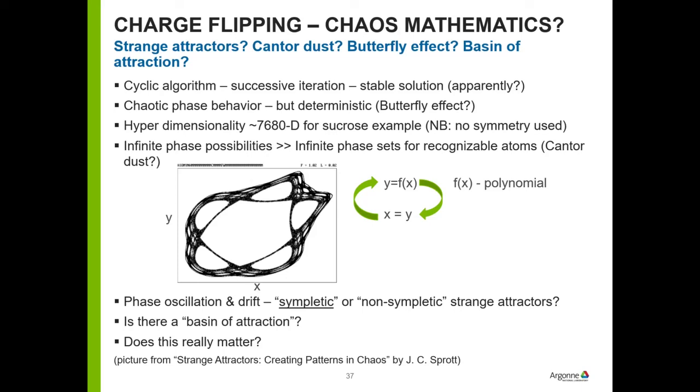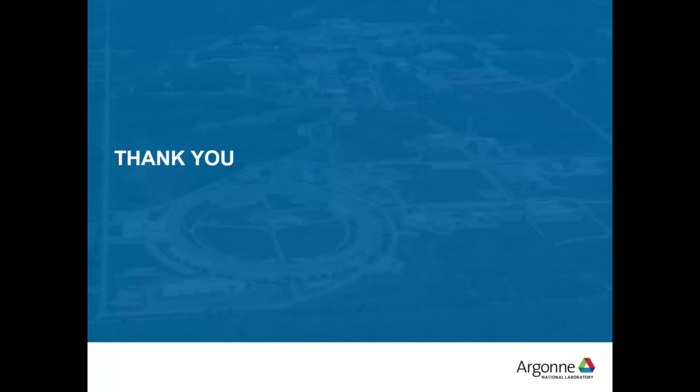The phases oscillate, and there's a drift, and that's characteristic of something called symplectic strange attractors. The solutions are the strange attractors. Is there a basin of attraction? Namely, if you shift one of the phases, do you come to the same solution? I don't know. Maybe there is. And of course, the key question is, does this really matter? I don't know if it matters. I simply throw this out here for people to take a look at and say, well, wait a minute. That sort of explains what the behavior of charge flipping actually is, because you can see that in the phases. It's chaotic behavior, and then it suddenly settles into a solution, falling into the correct answer. And with that, I thank you.